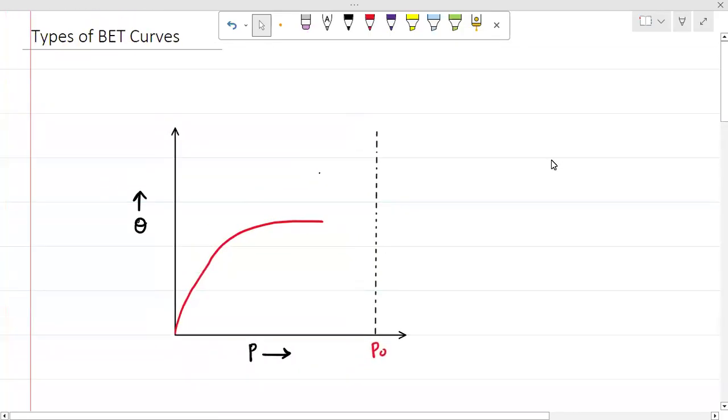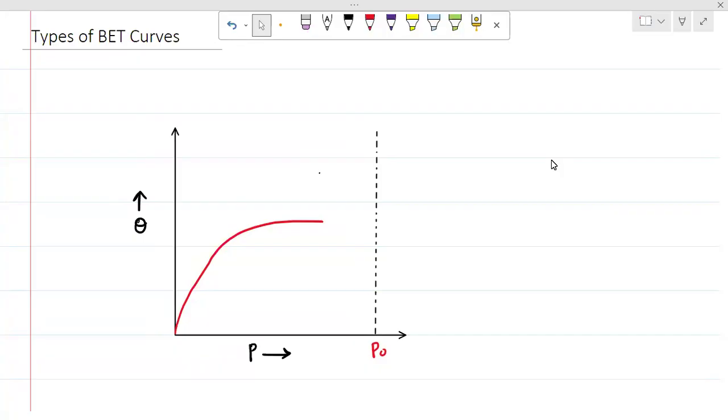Hi everybody, welcome back to the second video of wet adsorption isotherms. This is going to be a very small video wherein we are going to discuss the 5 types of wet adsorption isotherms. Okay, very easy. If you have understood the concept, this is going to be very easy.